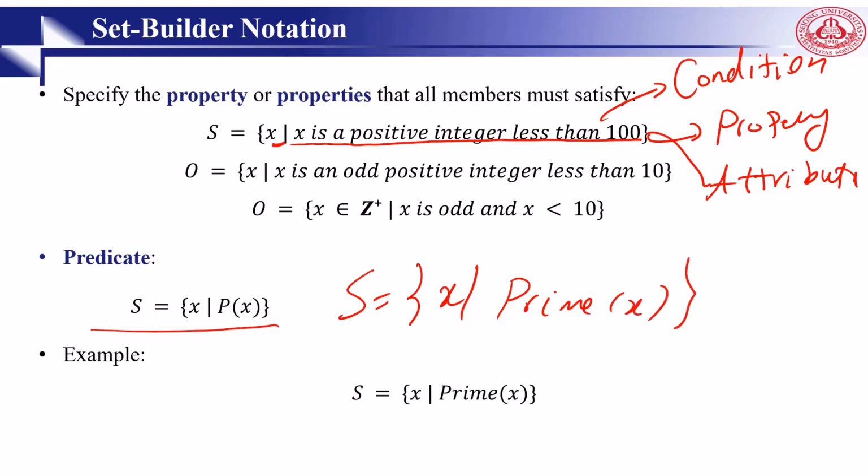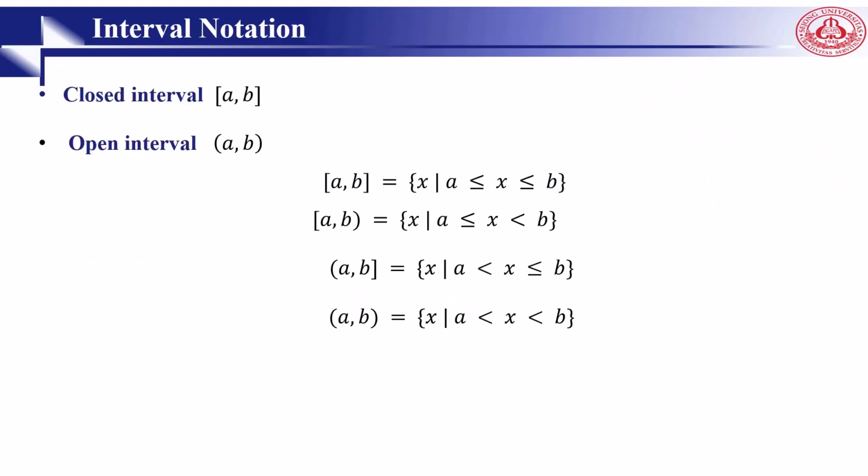This is a condition. We can use brackets, braces, and parentheses for describing sets. If this is a bracket, it means a is included. If it is a parenthesis, it means a is not included. You can say closed interval or open interval. When we say [a, b], it means x is between a and b, and a and b are included in the set. When you say a bracket and b parenthesis, it means b is not included, less than b. When a starts with a parenthesis, a is not included.